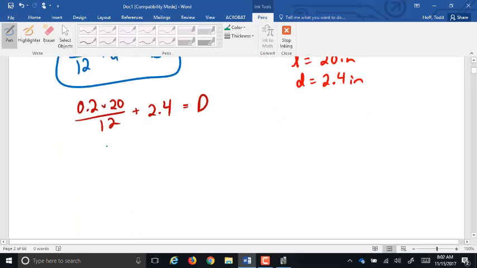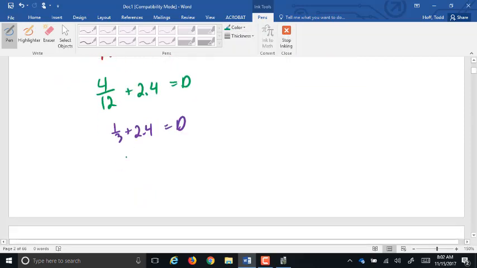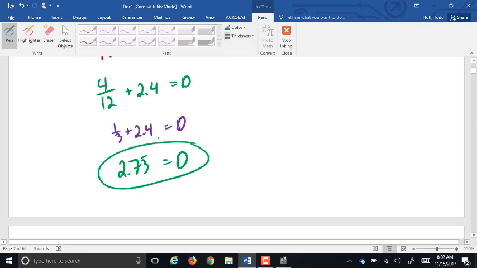0.2 times 20 is 4, right? Over 12. 4 over 12 is 1/3 plus 2.4. 1/3 plus 2.4 is 2.73333. So big D is 2.7333.